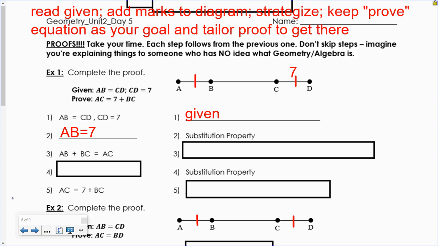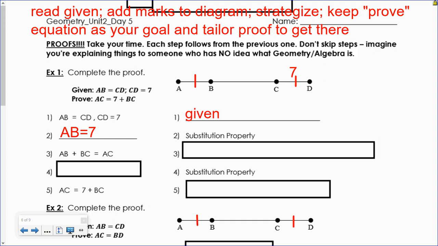Instead of that, you're going to say, well, since I know that CD was 7 and I saw a CD right here, I plugged it in. I substituted. So we're kind of reverting back to Algebra 1 instead of geometry to prove this. So instead of just saying, oh, it's because they're congruent, you say, I had an equation, I saw what CD was equal to, I plugged it in, now I have AB equals 7. You gotta break it down.